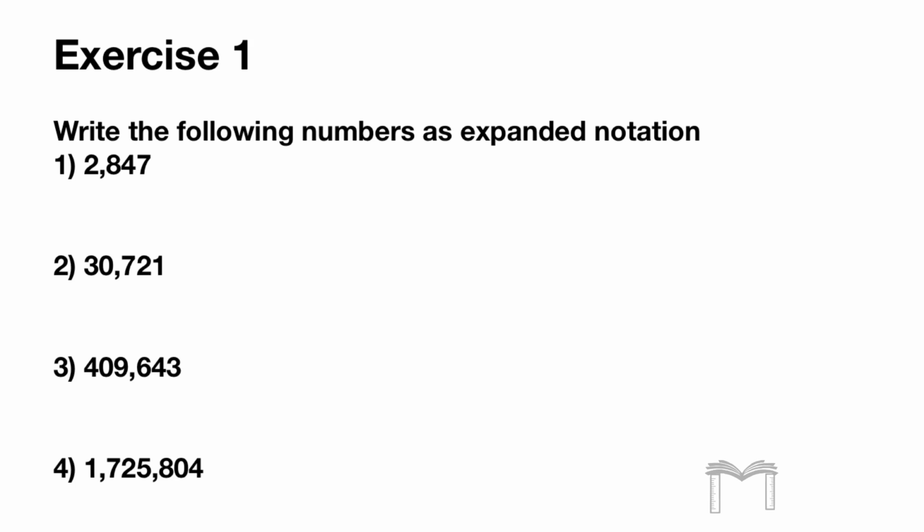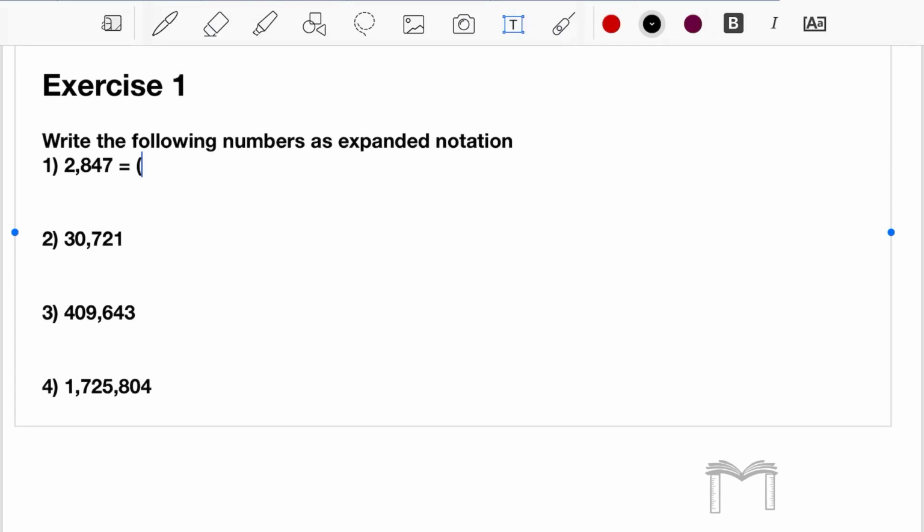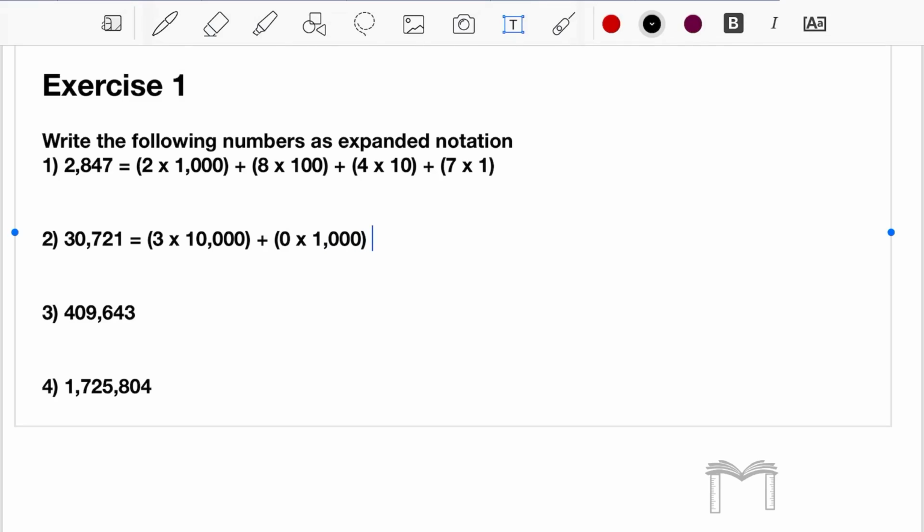Once you have made your best attempt at the 4 questions in exercise 1, you can now take a look at the solutions. Question 1. 2 times 1000 plus 8 times 100 plus 4 times 10 plus 7 times 1. Number 2. 3 times 10,000 plus 0 times 1000 plus 7 times 100 plus 2 times 10 plus 1 times 1.